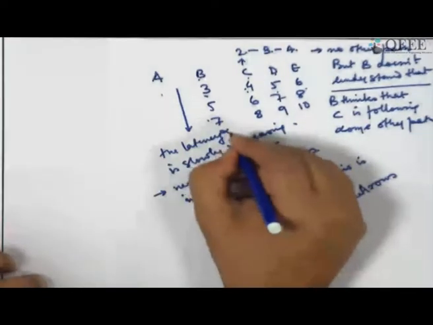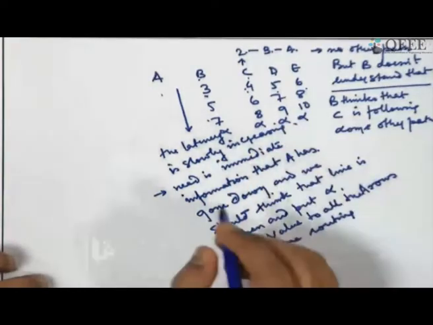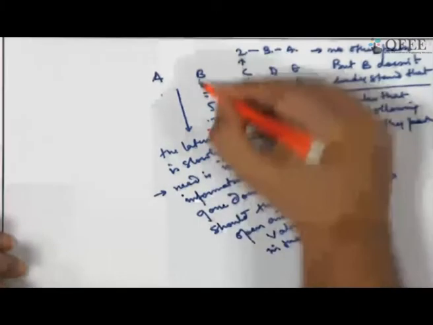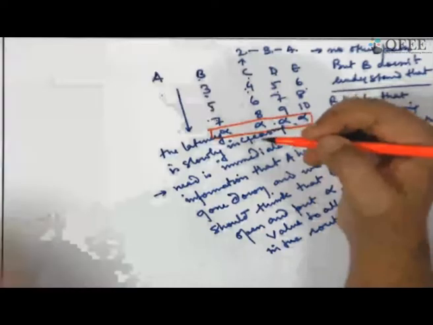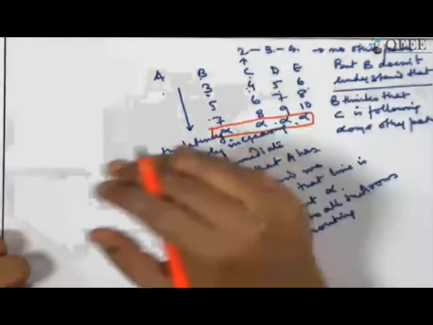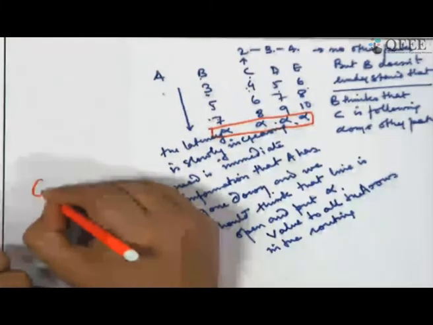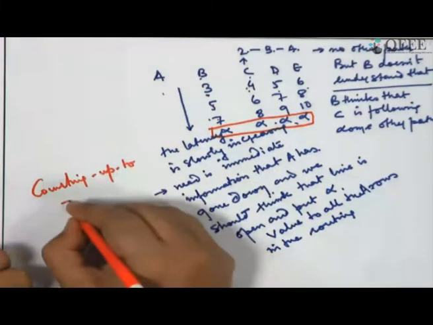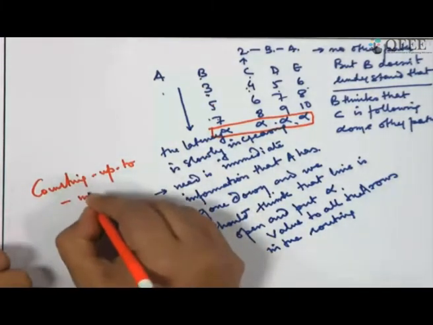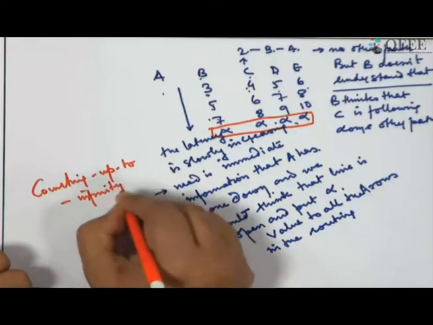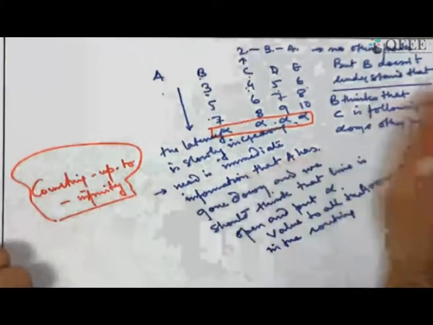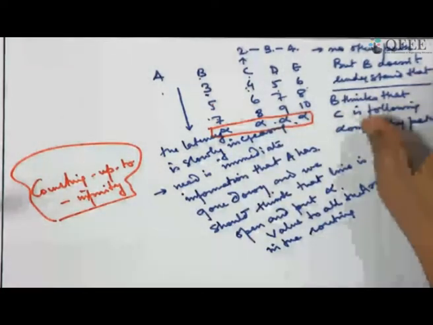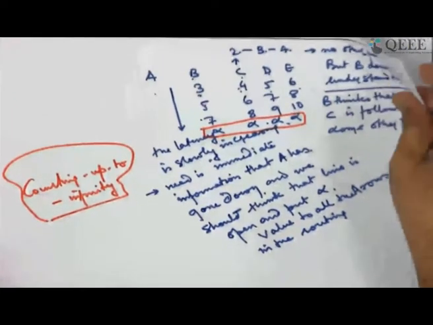So, what we want is this to be infinity, this to be infinity, this to be infinity. But how is this infinity coming? Very slowly, it is coming 3, 5, 7, 9, slowly infinity. Infinity will come, but after a very long time. That is why we are calling it counting up to infinity. So, we are slowly counting and going up to infinity. Okay. So, this is a very important problem which shows Bellman-Ford's weakness.